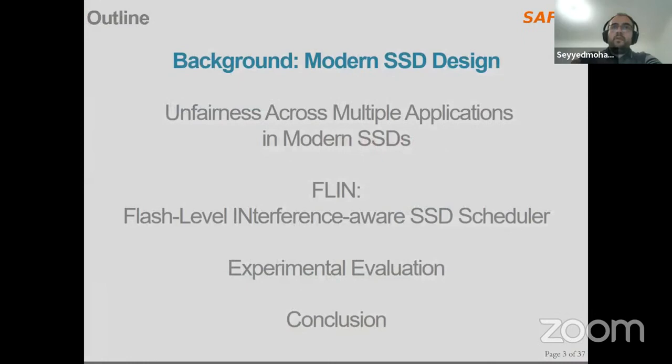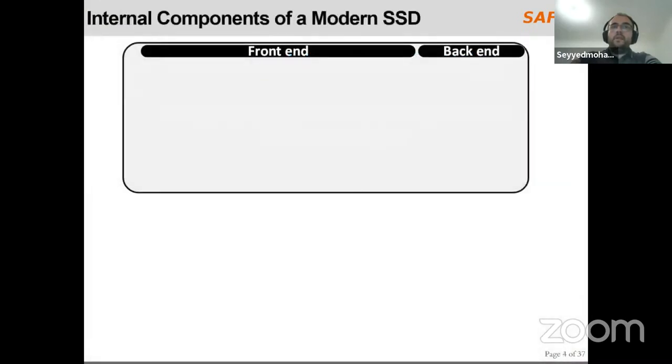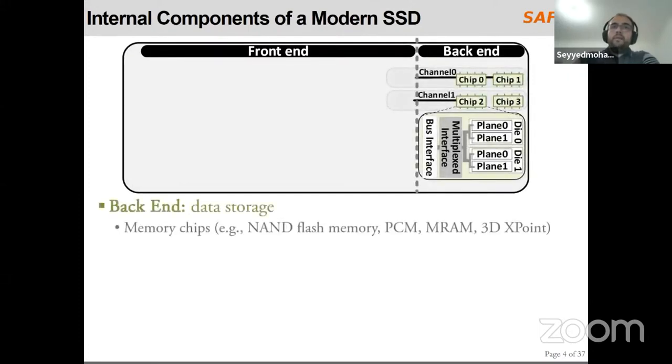Let's have a quick background on modern SSD design. In modern SSD design, we have a backend and a frontend. The backend is to store data, where we have memory chips. Usually we have NAND flash memory or 3D XPoint in Optane SSDs. Some researchers also consider PCM. But basically, in the backend, we have memory chips.